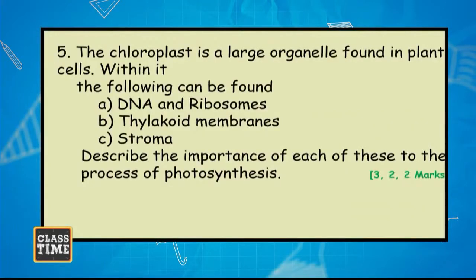All right? Last question. Now, there are other things found in the chloroplast: your RNA, DNA, and ribosomes, thylakoid membranes, stroma. You need to discuss the importance of each of these to photosynthesis. It's the next question that could be asked on the exam. So let's go and see what we could say.